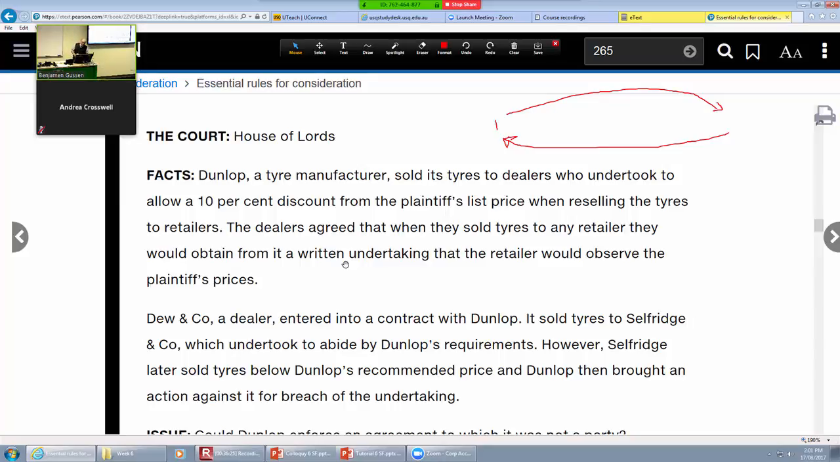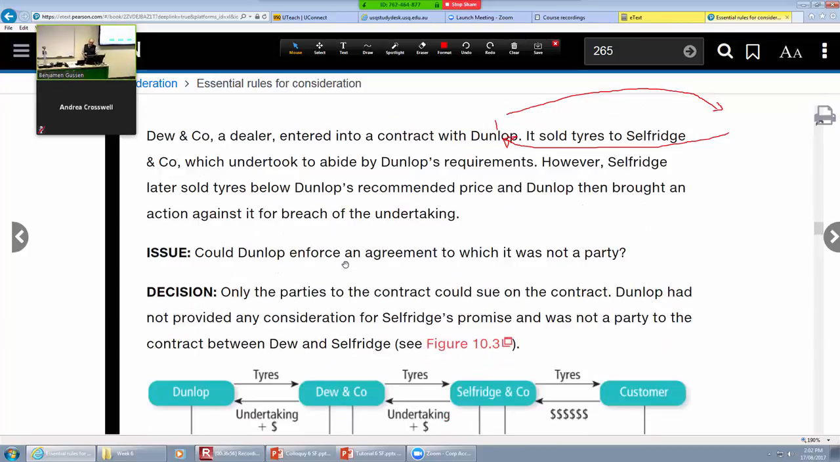The dealers agreed that when they sold tires to any retailer, they would obtain from it a written undertaking, so a promise, that the retailer would observe the plaintiff's prices. So you can't undercut the manufacturer and sell way too low. Okay? So there's a promise, you can't do that. And who took this promise? Not the manufacturer, not Dunlop, but the dealers, i.e. the retailers.